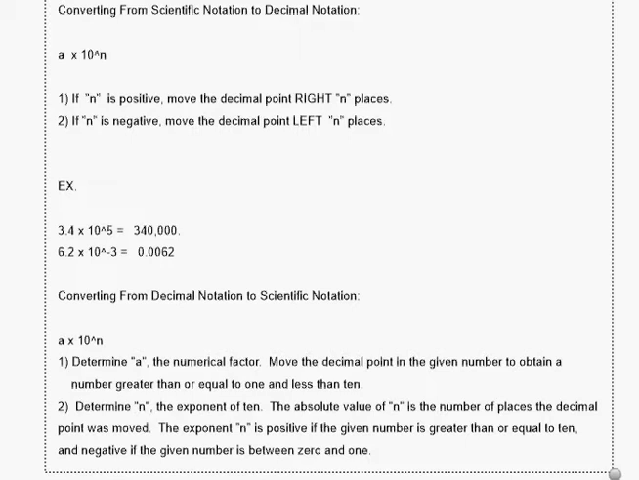Converting from decimal notation to scientific notation. Determine a, the numerical factor. Move the decimal point in the given number to obtain a number greater than or equal to 1 and less than 10. Determine n, the exponent of 10. The absolute value of n is the number of places the decimal point was moved. The exponent n is positive if the number you started with is greater than or equal to 10, and negative if the number is between 0 and 1.